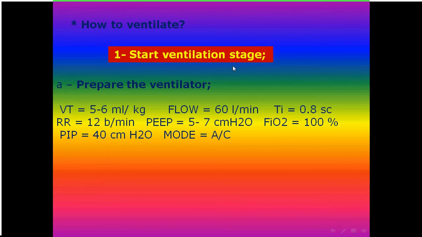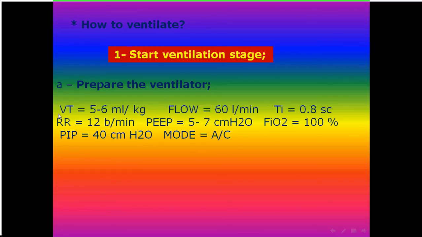Start of ventilation: you have to start by putting the patient on the ventilator. This requires two points. The first point, we have to prepare the ventilator. The second point, we have to prepare the patient by intubation, whether awake or rapid sequence intubation. Preparation of the ventilator is done empirically. You know whether the patient has bronchial asthma, COPD, or ARDS.